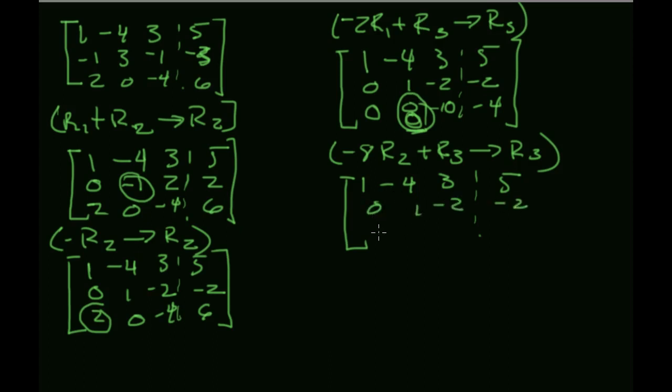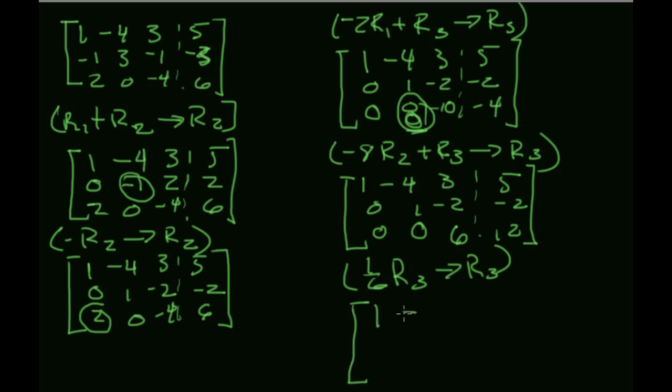And the bottom row, well, let's see, 0, -8, 0. That's going to be -16, or +16 minus 10 makes that 6. +16 minus 4 makes that 12. Okay, so, to get it into row echelon form, I take 1/6 times row 3 and replace row 3 with that. So this is going to give me 1, -4, 3, 5, 0, 1, -2, -2, 0, 0, 1, 2.